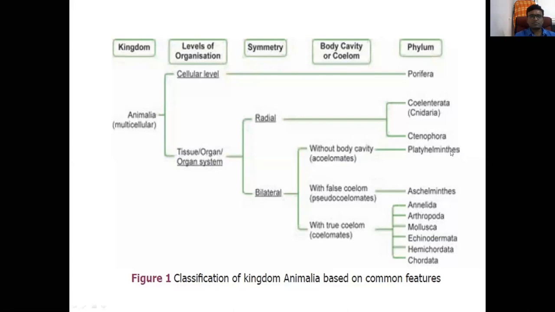And in case of nematodes or the Aschelminthes, if you see, the body cavity, even though present, is not lined on either side by the mesoderm. A true body cavity is always lined on either side by the mesoderm.